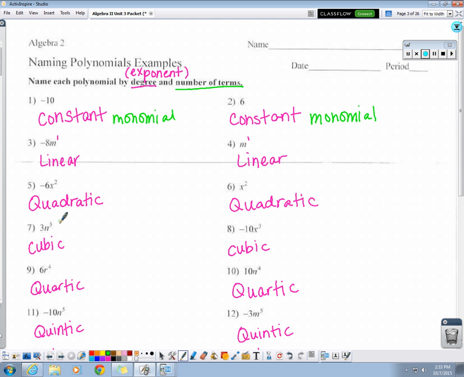What about number 3? It's still a monomial. It's okay. I know we have a negative a and an m, but they're a product. Okay, they're together, so it's still one term. Like you could have, let me show you something.